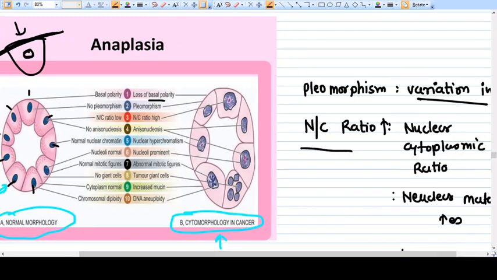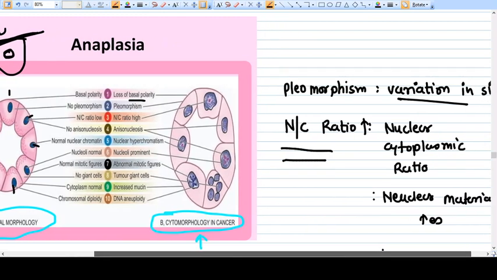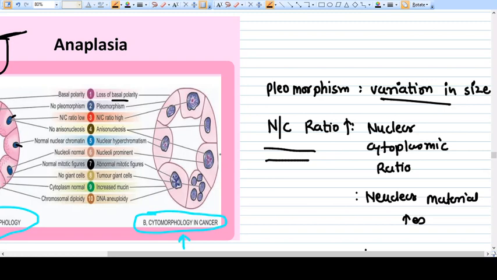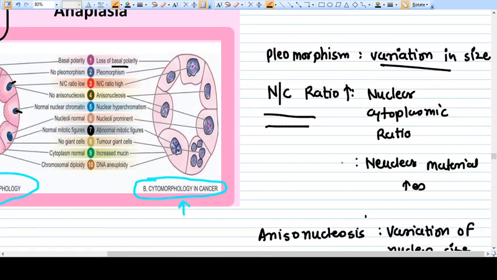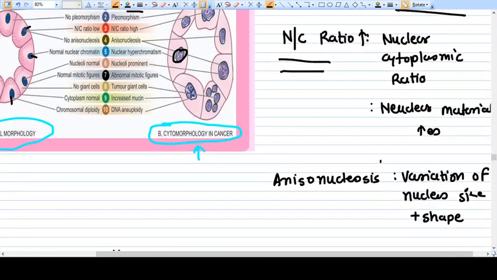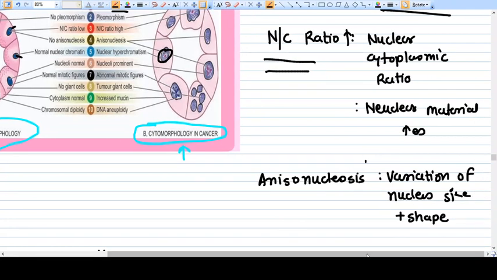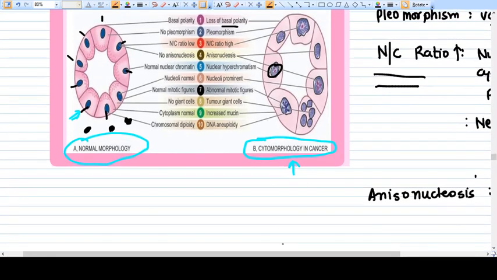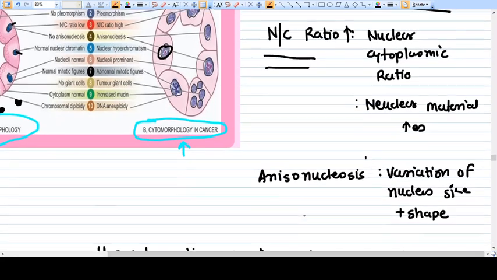There is an increased NC ratio. What is the NC ratio? It is the nuclear cytoplasmic ratio. That means nuclear size increases in comparison to the size of the cell. You can see here the nucleus size is increased. Here you see the nucleus, so much bigger. Okay, now comes anisonucleosis. That means variation in the size of the nucleus itself. You see here every nucleus is almost the same size, but now here you can see different sizes. So anisonucleosis means variation of the nucleus size.